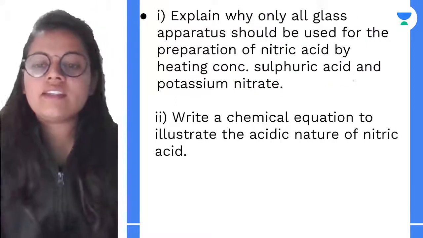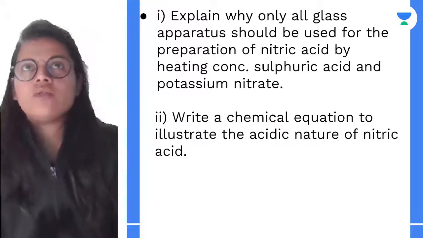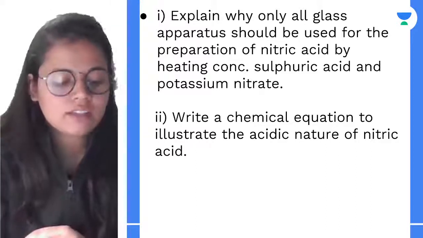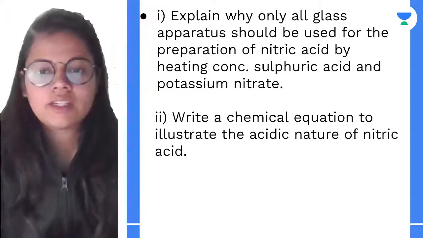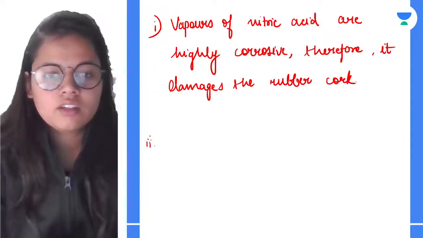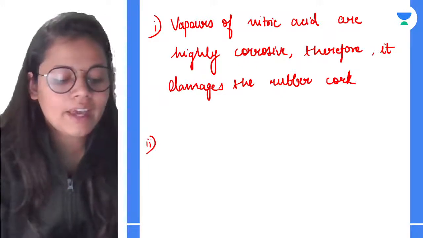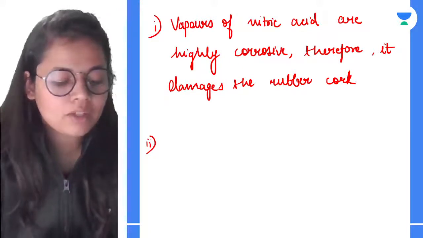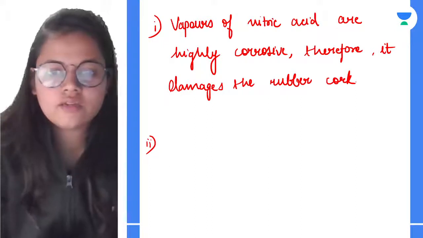Next question is, write a chemical equation to illustrate the acidic nature of nitric acid. Can you tell me the name of the reaction? What happens when a base reacts with an acid? The name starts with N. When an acid and base react to produce salt and water, what is this reaction known as? Neutralization. Very good, Anubhav. Correct.